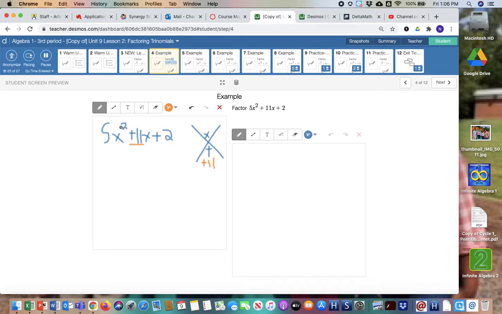All right, what does it have to multiply to? Well, it's got to be the first term times the last term, so 5 times 2, positive 10. Okay, then you got to come up with the numbers. What are two numbers? So when you multiply, you get positive 10.